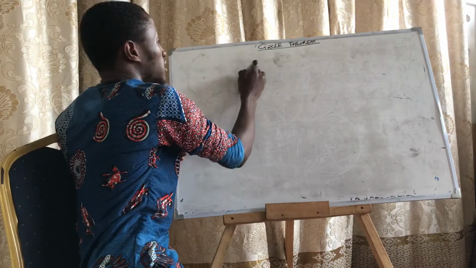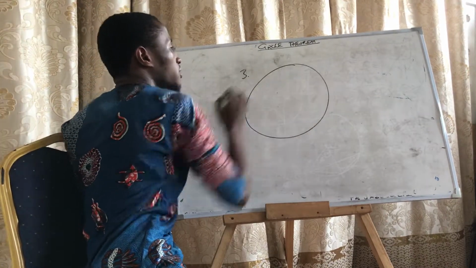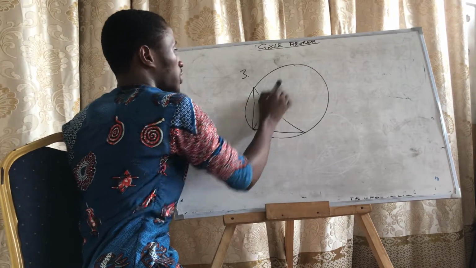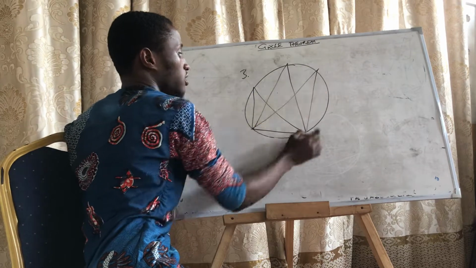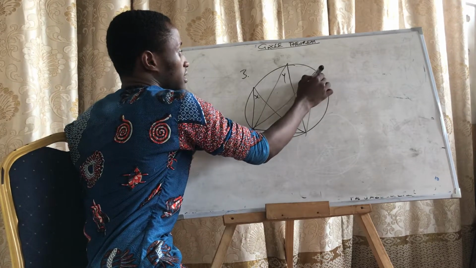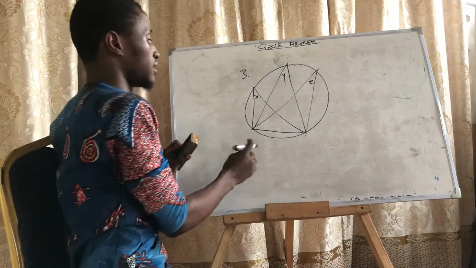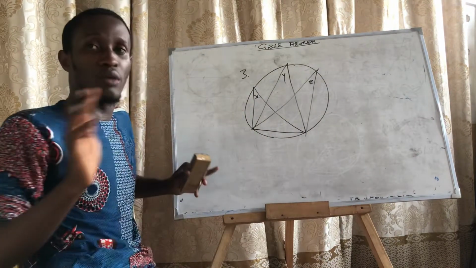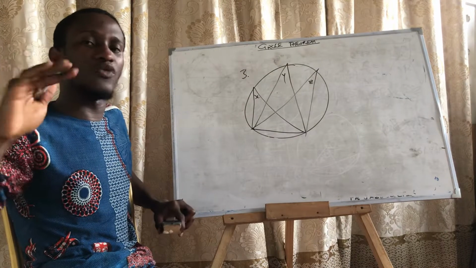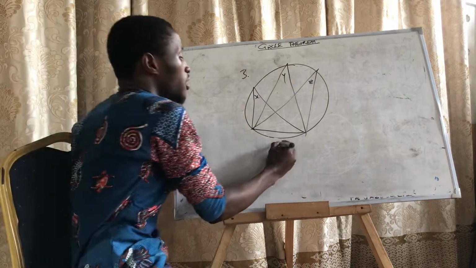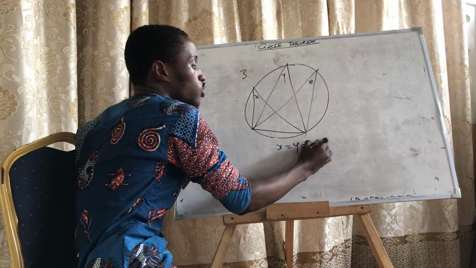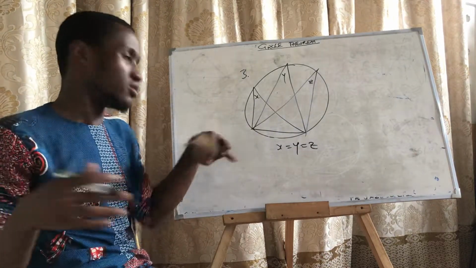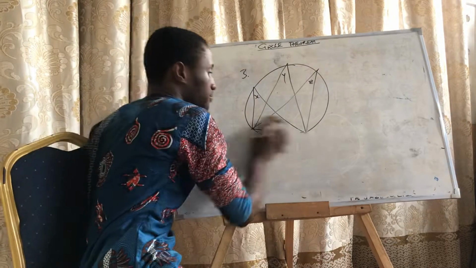Then we have, I think, another one, which is like this. So when I have a chord, it is meeting the circumference at different points. So let's say X, Y, Z. The theorem says that so long as it's one chord meeting the circumference at different points, it does not matter, all the angles it makes at different points of the circumference will be the same. So X will be equal to Y, will be equal to Z. So this can also be drawn in many different ways. You should also have that one in mind.